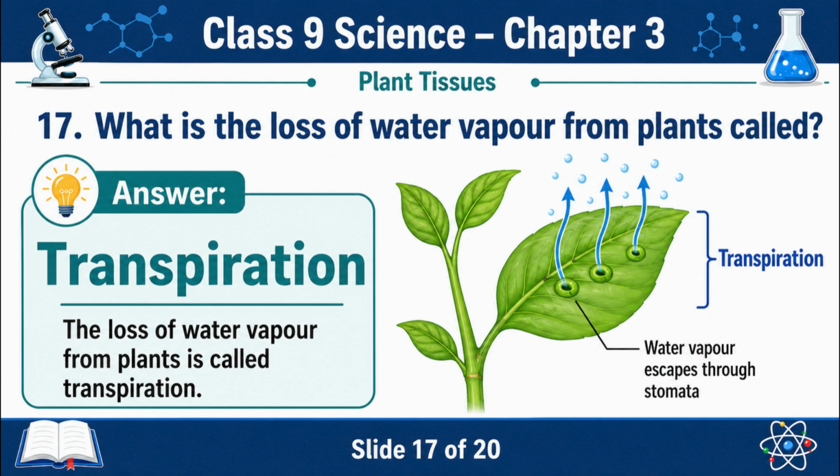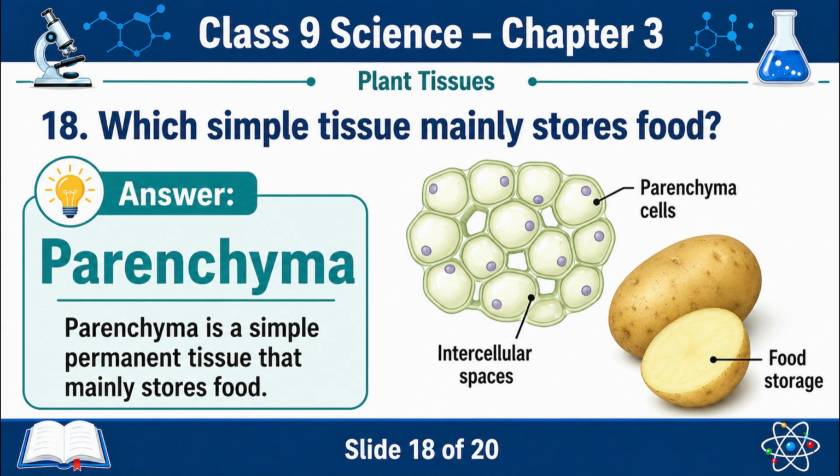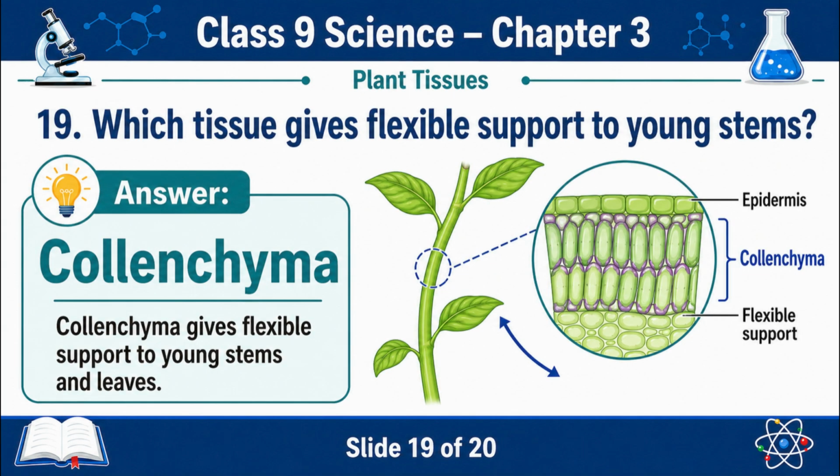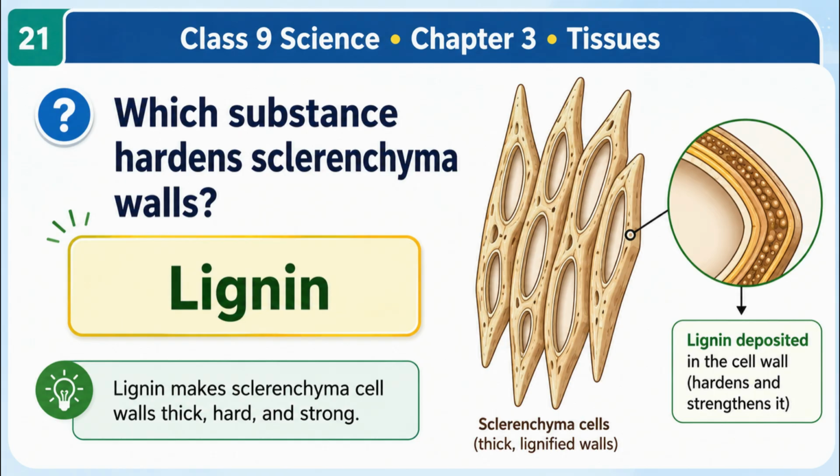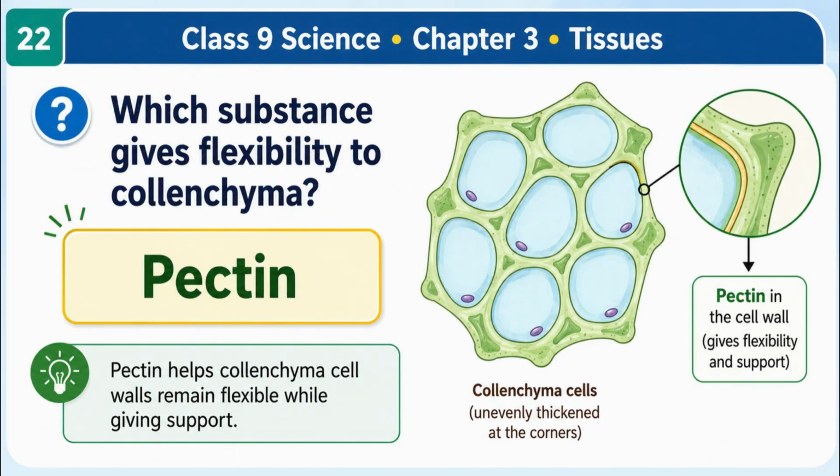Transpiration. Which simple tissue mainly stores food? Parenchyma. Which tissue gives flexible support to young stems? Collenchyma. Which tissue gives hard, rigid support and is mostly dead? Sclerenchyma. Which substance hardens sclerenchyma walls? Lignin. Which substance gives flexibility to collenchyma?